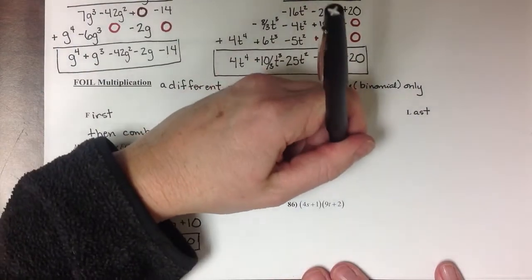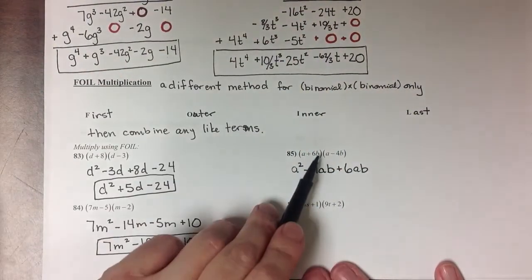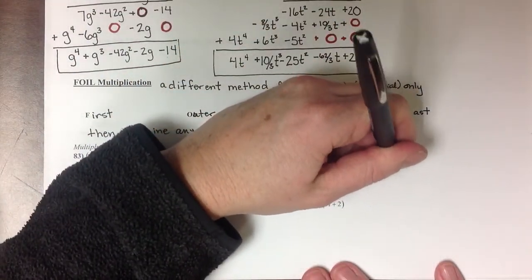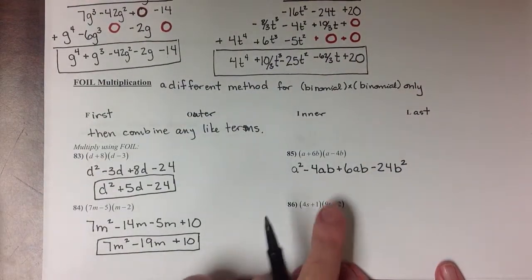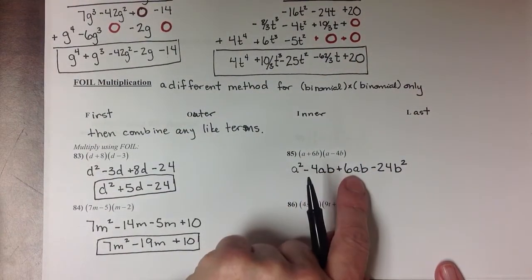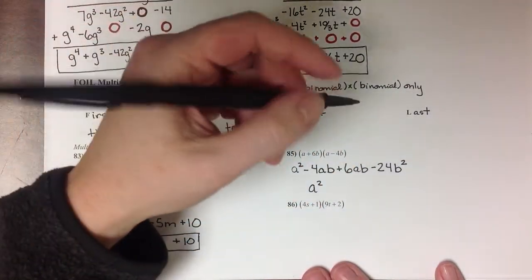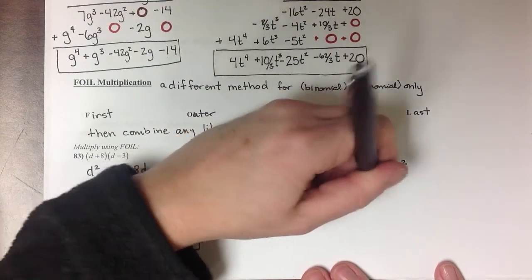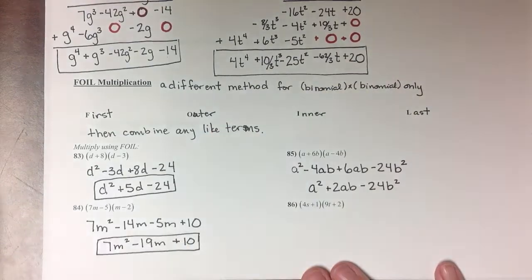Our inner terms is going to give us a plus 6ab. And then our last terms will give us a negative 24b squared. Combining the negative 4ab and the positive 6ab gives us a final answer of a squared plus 2ab minus 24b squared.